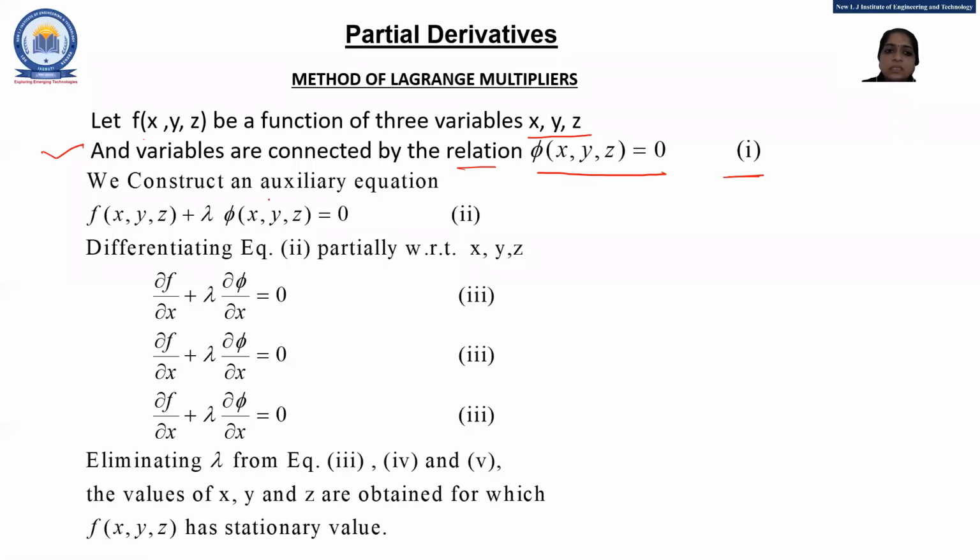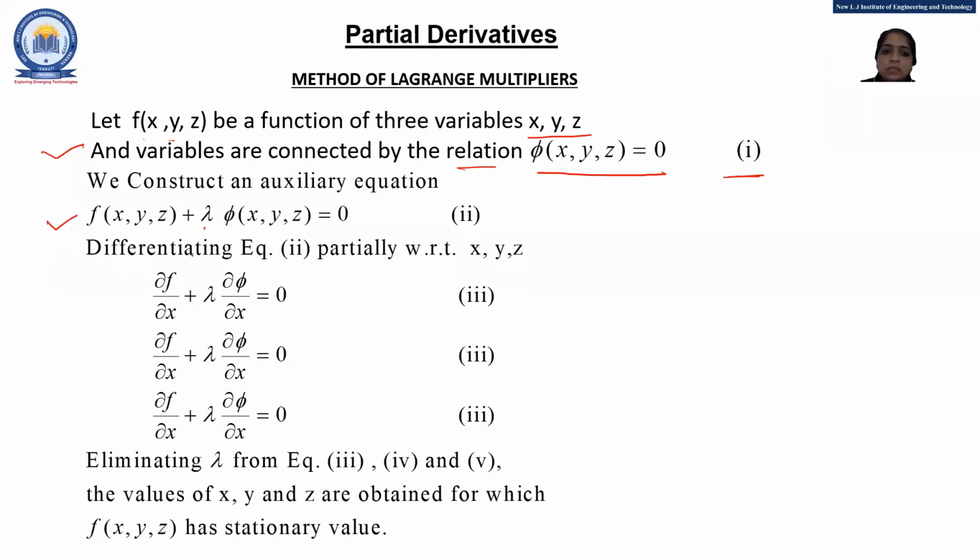The next step is we have to construct an auxiliary equation, f of x, y, z from the first equation, plus lambda phi of x, y, z. This lambda is an undetermined coefficient. So this is our step 2, where we construct an auxiliary equation. This is known as equation number 2.